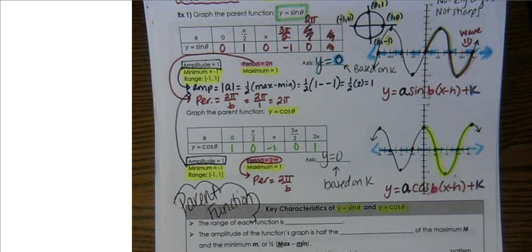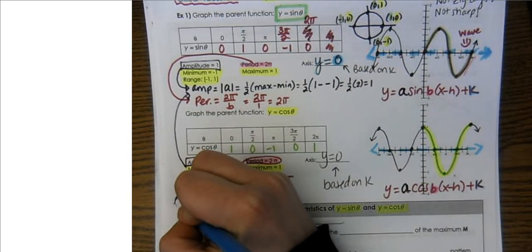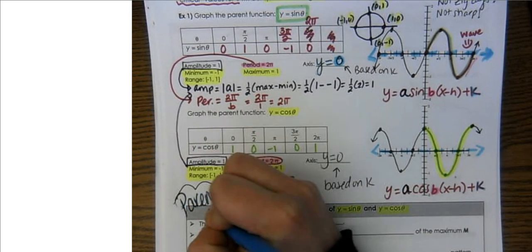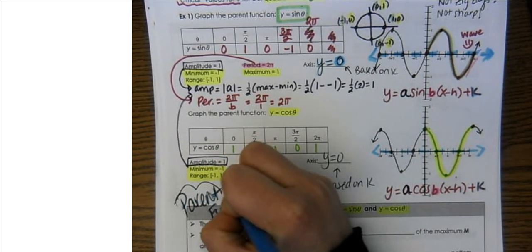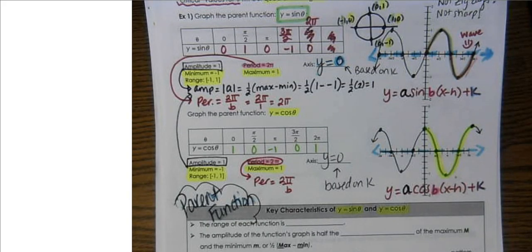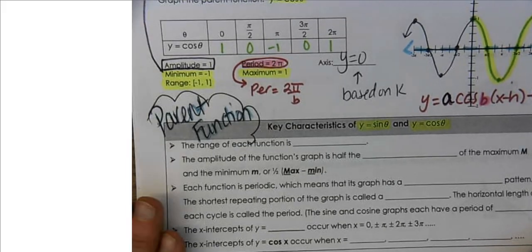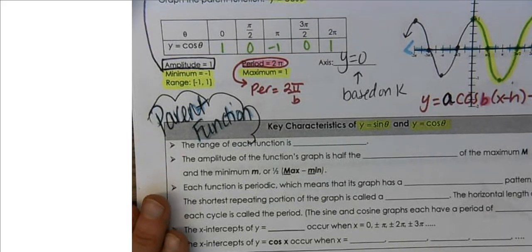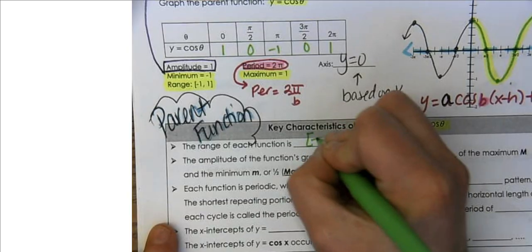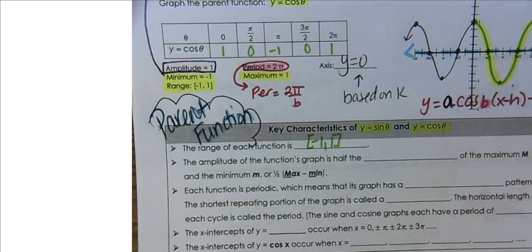So it is only for our parent function ordered pairs, parent functions without any sort of extra numbers other than ones and zeros. So what I want you to note is that for each of the functions, there we go, the range is going to go from -1 to 1, and that is for both of them. It'll reach a max of 1 and a minimum of -1.